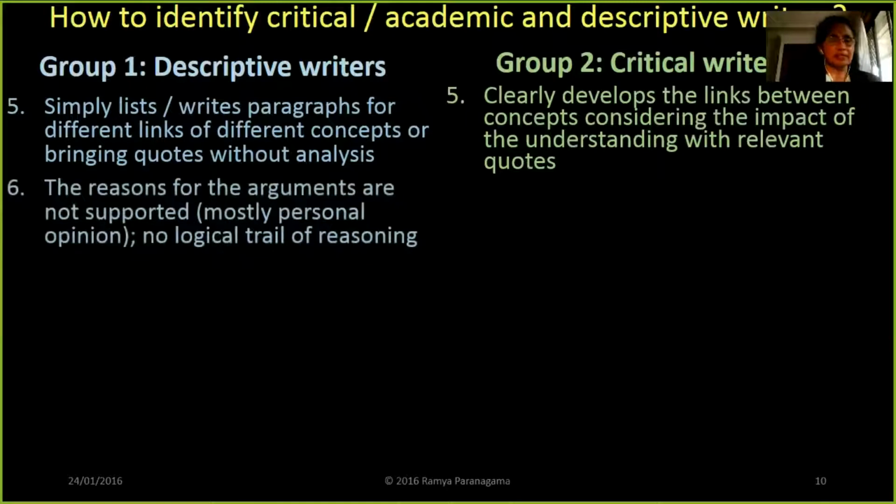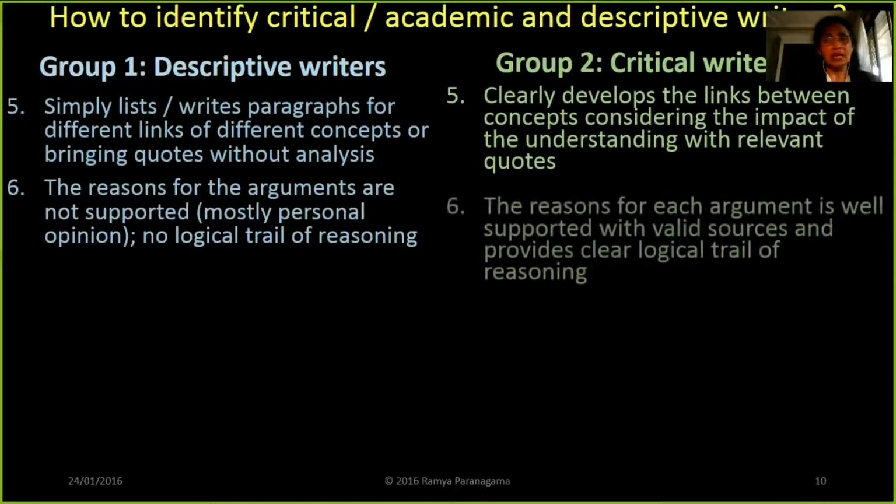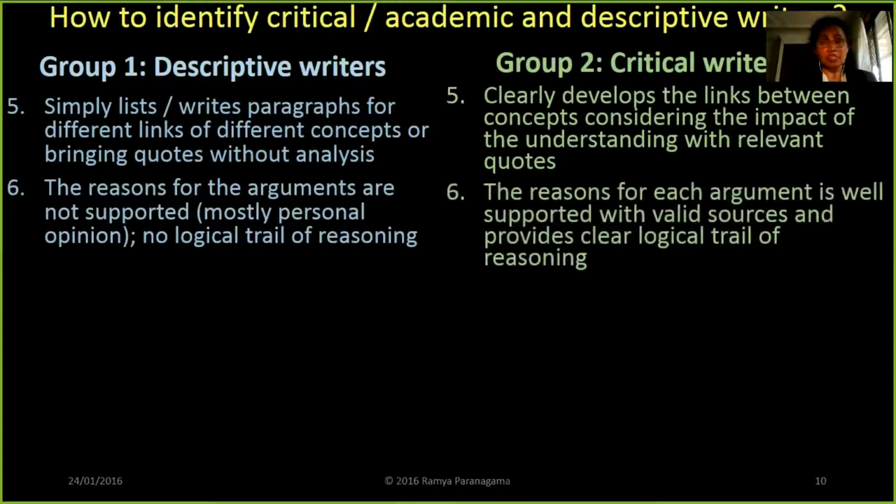The sixth difference of descriptive writing is the reasons for the arguments are not supported. This is what I said. Sources are not indicated. There is no sequence or logical trail of reasoning. So as opposed to descriptive writers, the critical writers, they're good at reasoning for each argument, and they are supported with valid sources, and there is a logical trail of reasoning.